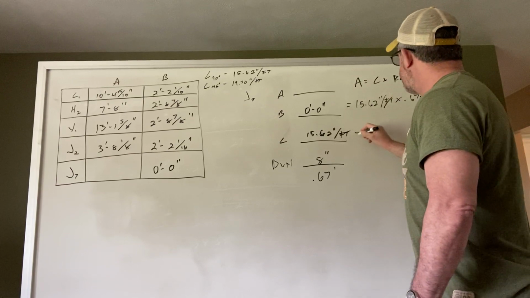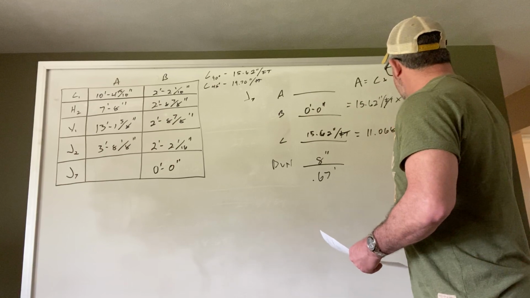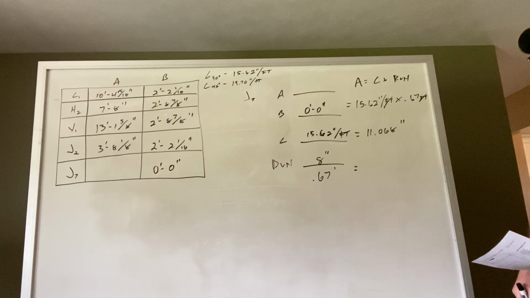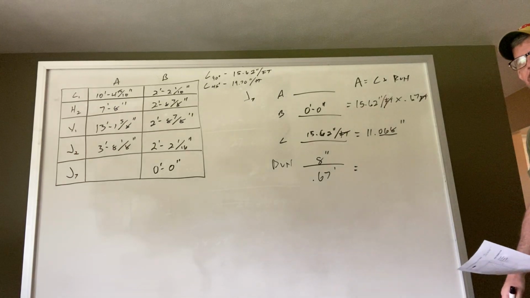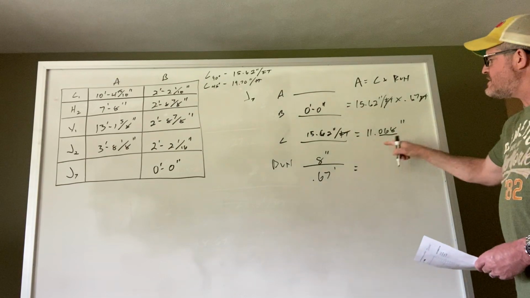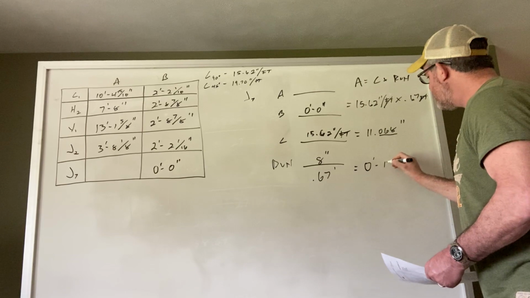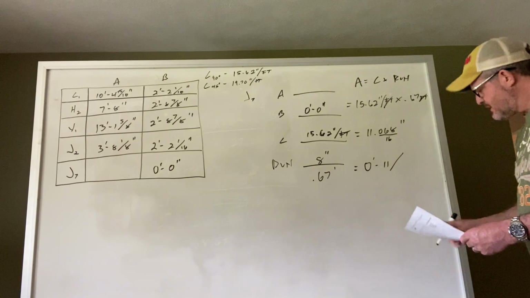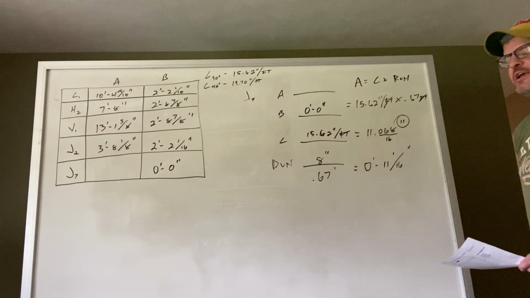Cancel, cancel. And what do I get? I get 11.068 inches. What's that mean? What do I divide by? Am I going to divide that whole thing by 12? No, because I'm in inches and I'm less than a foot. So I know I have 0 foot, 11, and I'm going to divide by 16, and I'm going to get 1/16. Again, my units mean things to me.